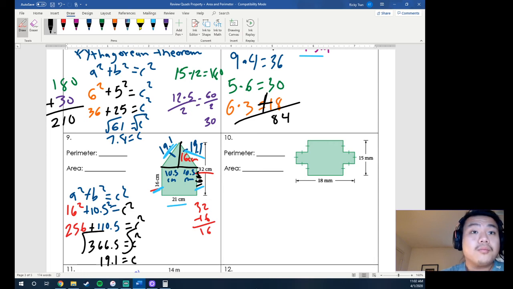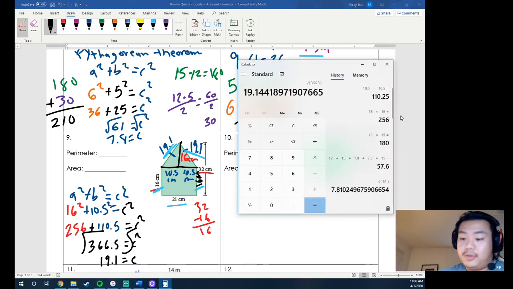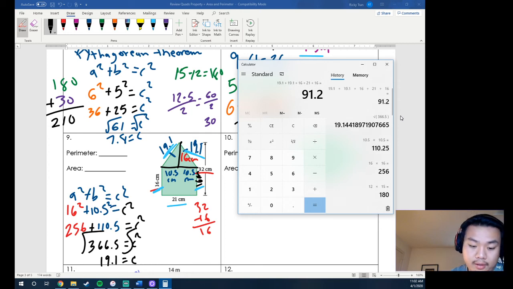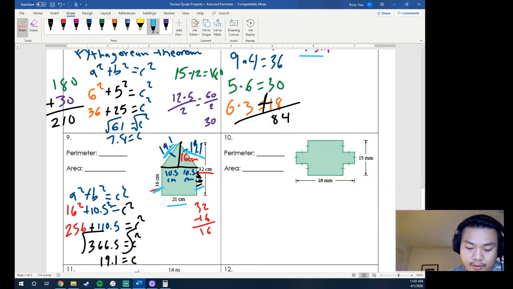So we have 19.1 plus 19.1 plus 16 plus 21 plus 16, or 91.2.